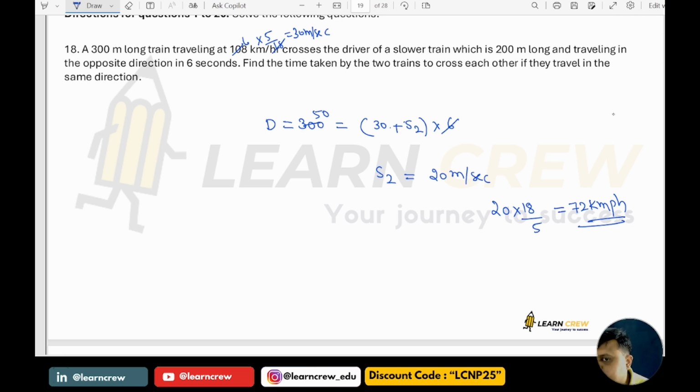Now, find the time taken by the two trains to cross each other if they travel in the same direction. If they travel in the same direction, time is equal to distance by speed. Distance means sum of the lengths of both the trains, 300 plus 200. By speed, since both are traveling in the same direction, we have to subtract. One is 30, the other is 20, 30 minus 20. 500 by 10, which is 50 seconds. So answer is 50 seconds.